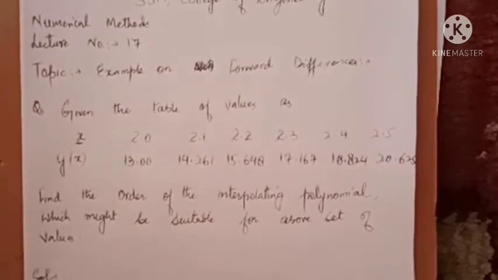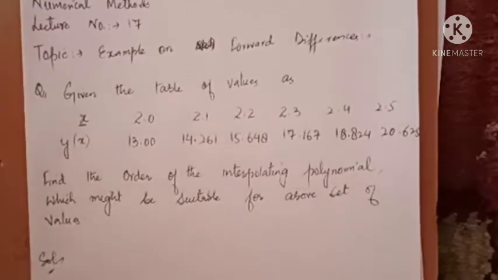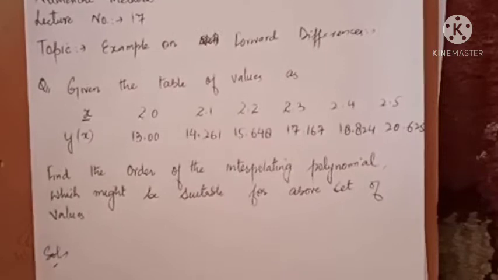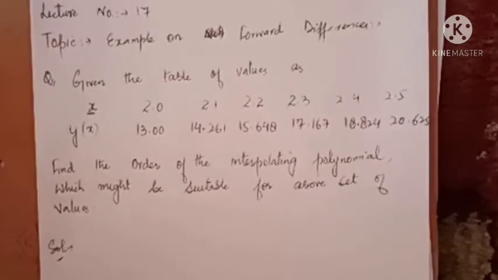In the last lecture we talked about finite differences, and we took one finite difference as forward difference. We saw what forward differences are and how we can construct the forward difference table. Today we will see one or two examples from the same topic.